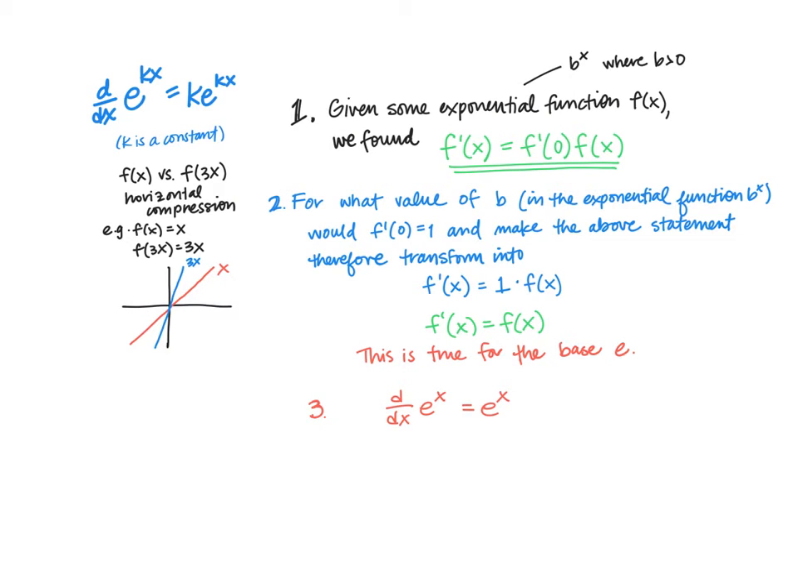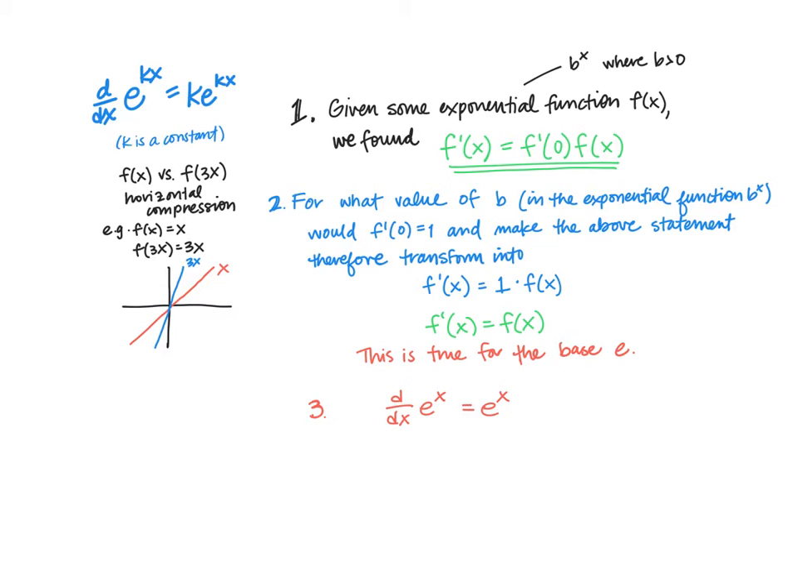So the function is changing 3 times faster due to this horizontal compression. So when you're looking at something like kx, that means that it's going to be changing k times faster. The derivative at any individual point will be k times what it was before.